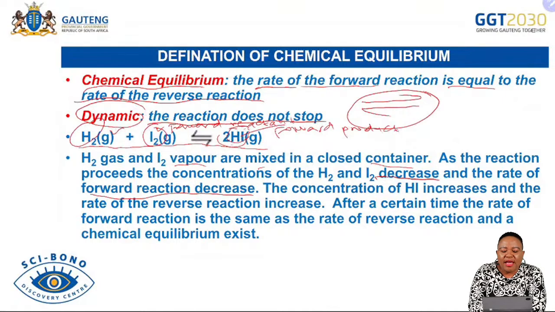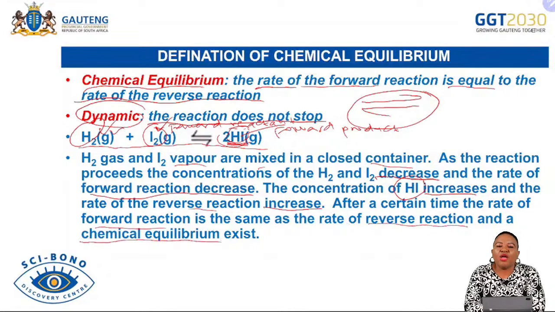So this one is going to be our reverse reactant, and hydrogen and iodine will be our reverse products, because they will be formed as products in the reverse reaction, but they are reactants of the forward reaction. So the concentration of hydrogen iodide will increase, and the rate of the reverse reaction will also increase. After a certain time, the rate of the forward reaction is going to be the same as the rate of the reverse reaction. That's why we said we have reached a chemical equilibrium.